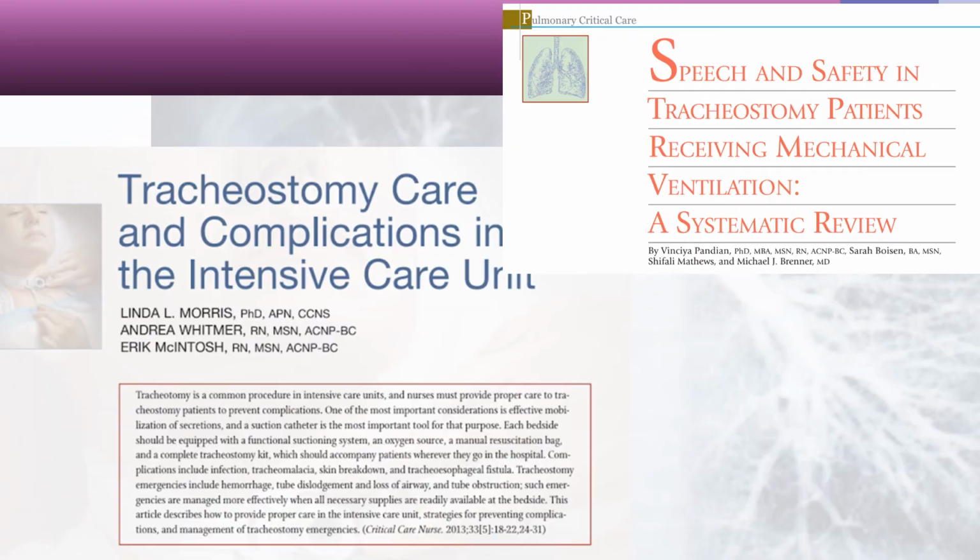Now, these are some evidence-based practices that are out there that were published. And as you can see, this one is way back 2013. I know it's a very old evidence-based practice, but still relevant as of today. And you want to make sure that you are aware of the new evidence-based practice out there.